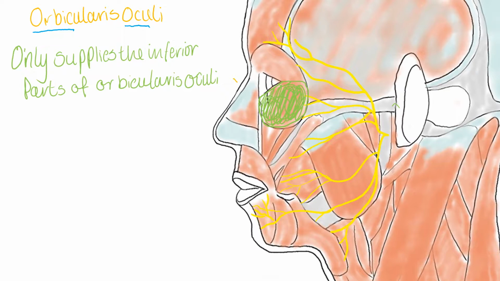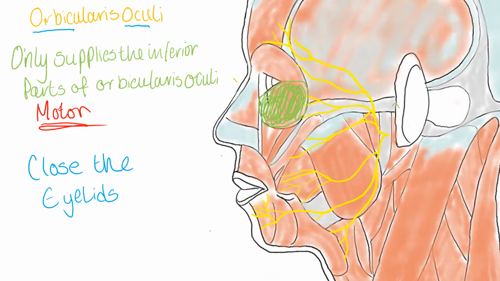Now remember, it only supplies motor innervation here, as with the facial nerve, it only supplies, in most cases, motor innervation to the muscles of facial expression. Now, the action of orbicularis oculi, the inferior parts, acts to close the eyelids.